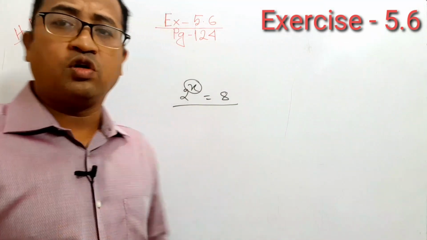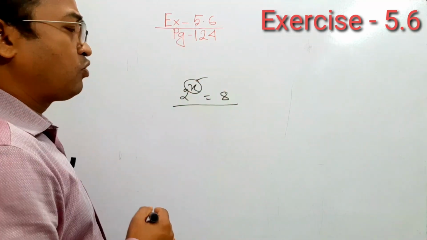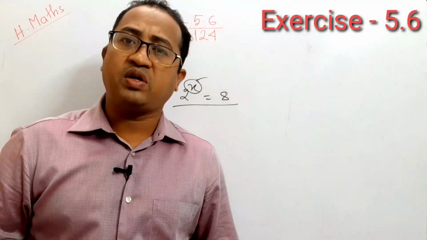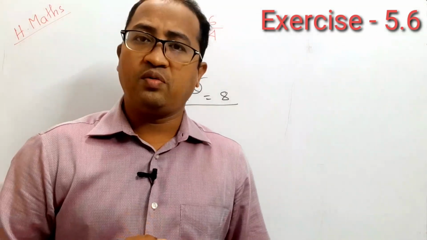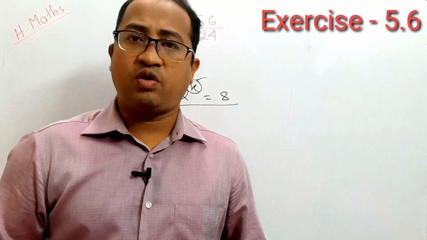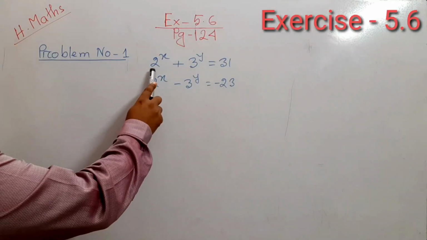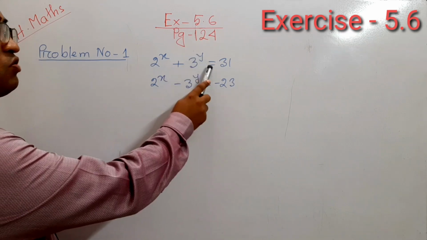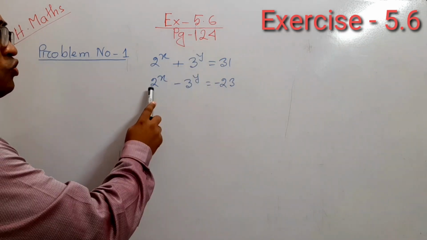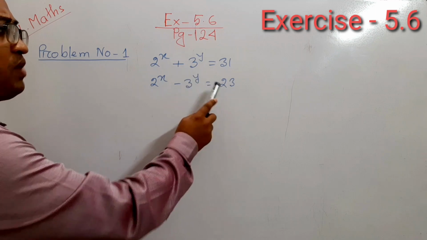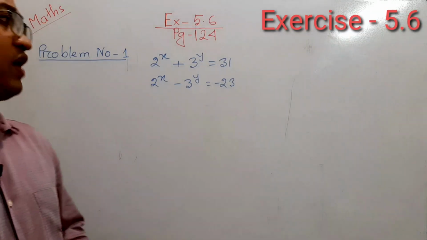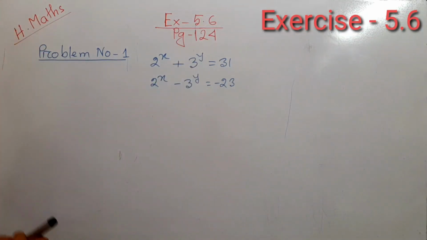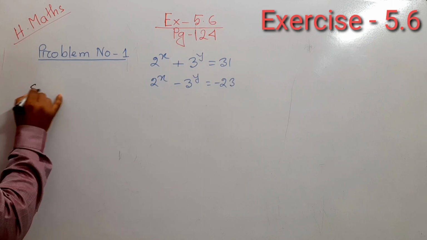But look, there is only one variable. Today we will discuss the system of initial equations of two variables, that is, two equations with two variables x and y. So let's start our class. Look, question number 1: 2 to the power x plus 3 to the power y equal to 31 and 2 to the power x minus 3 to the power y equal to minus 23. By solving these two equations, we will find the values of x and y. So let's start the solution.